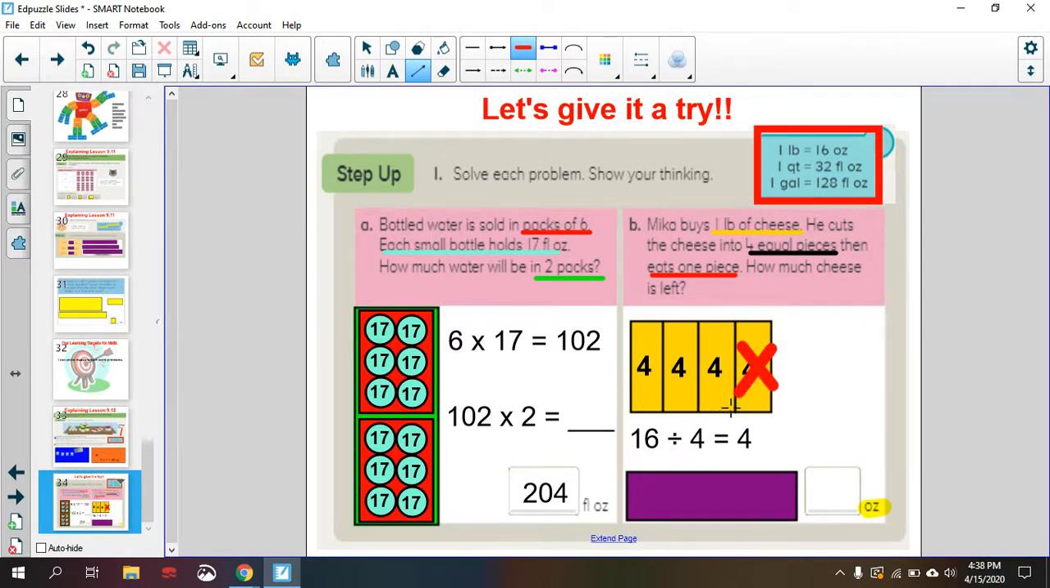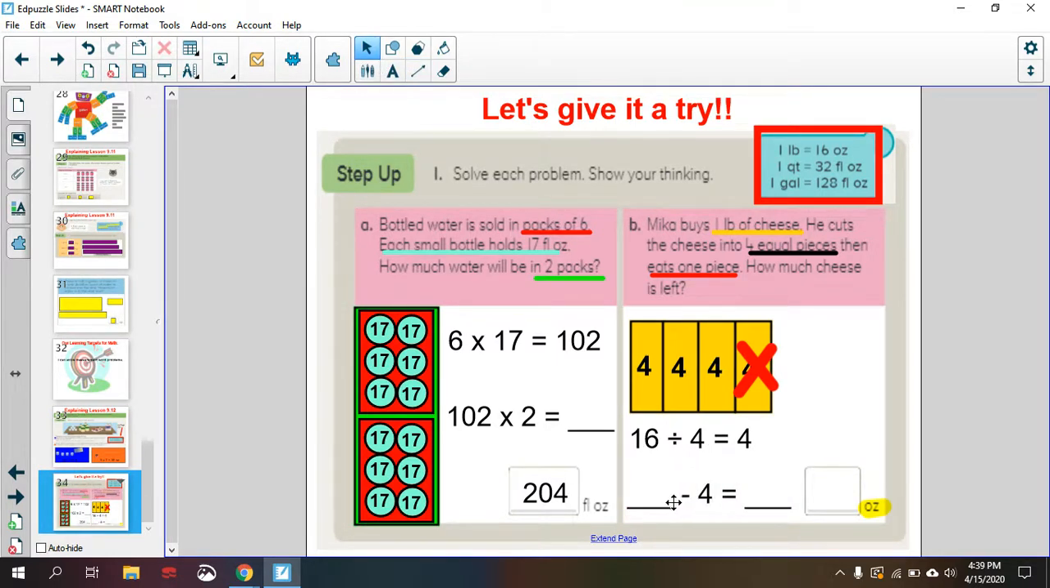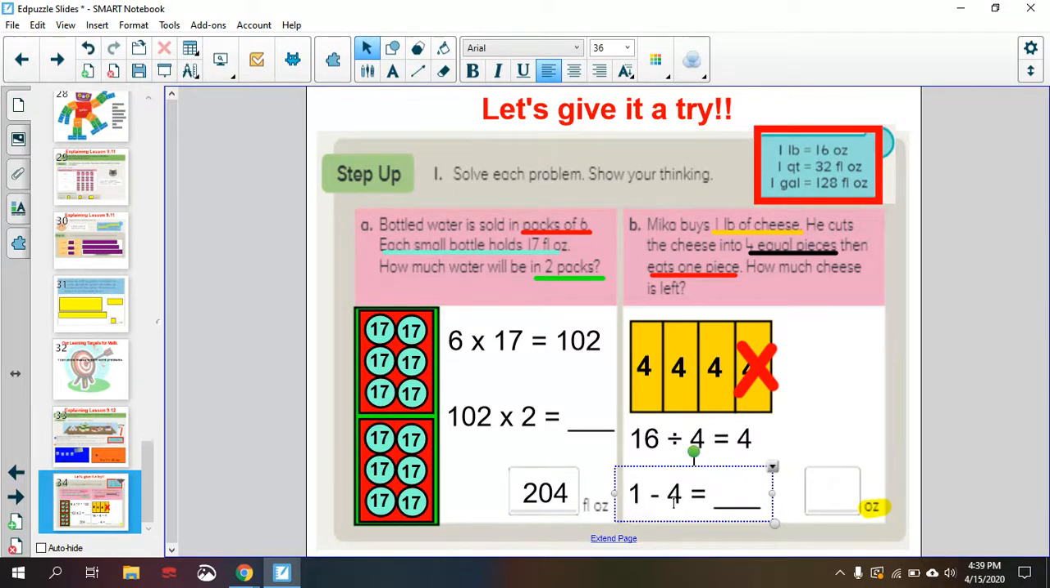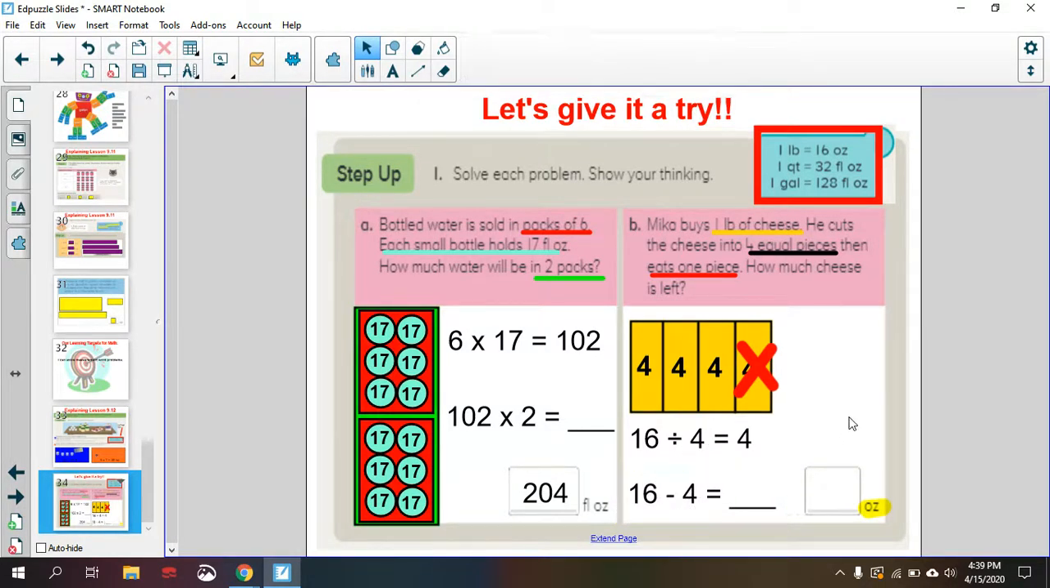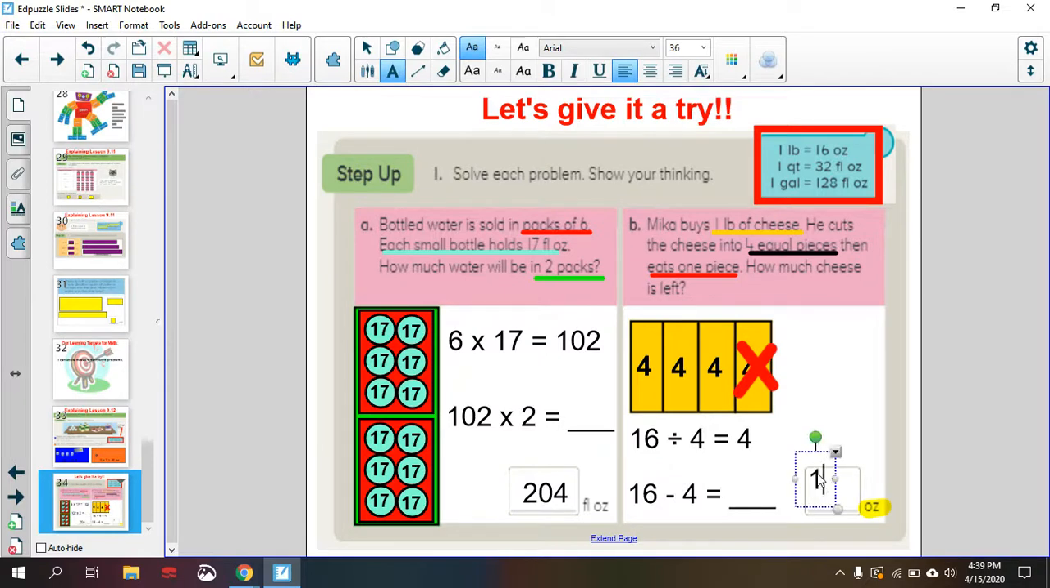So really, he had 16 to start, but he got rid of one piece that was worth 4. So there I'm going to be doing some subtracting, and I know that I've got to get rid of that piece of 4 that Mika ate. What would 16 minus 4 be? Yeah, very good. And you know that there's going to be 12 ounces of cheese left. Nice job. Okay. So again, make sure you've got all that work copied down because that's going to set you up for your next problems.